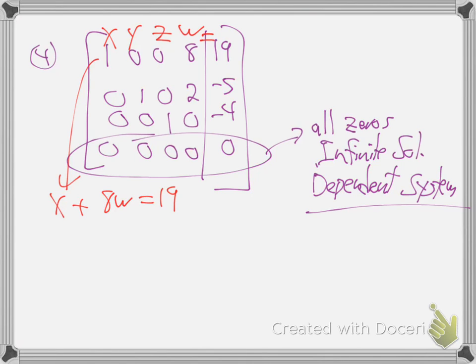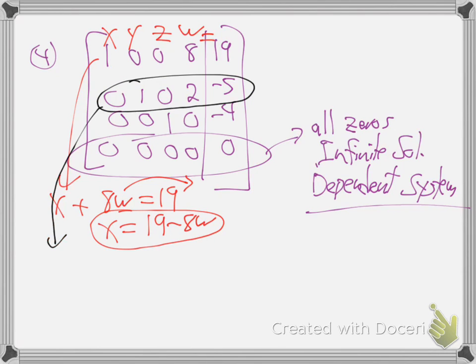How do you solve that for x? Just jump the 8w to the other side. X is 19 minus 8w. There's our answer for x. Which is kind of weird. Like, why has it got a w? Well, we'll talk about it. What's the second equation say? Second equation says 1y, Y.